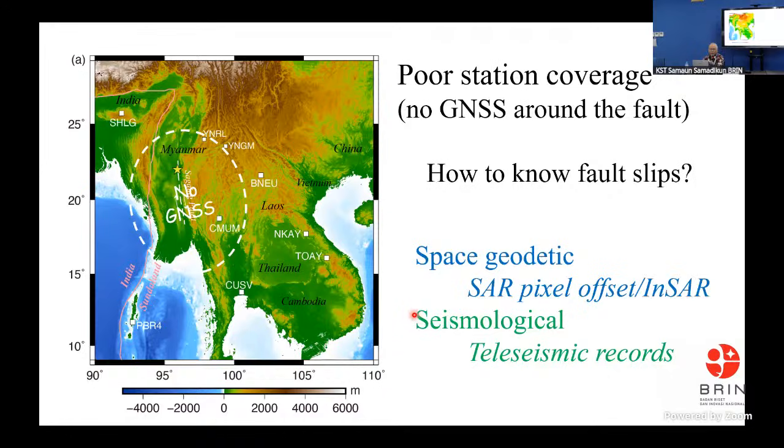Also, you can use the seismological data worldwide to map the slip. But they are both not direct, and still you need some additional information. For example, SAR is two-dimensional. It's very good in space. However, it is not good in time. So you can measure only once in a week or something like that.